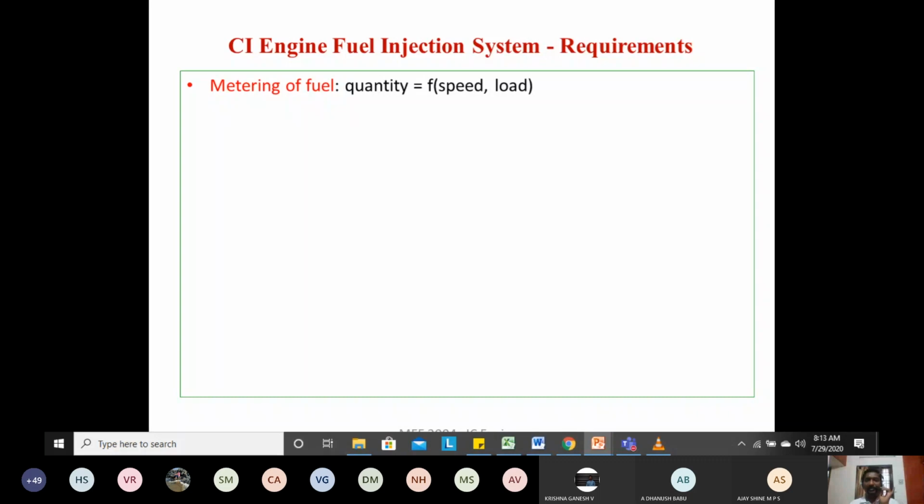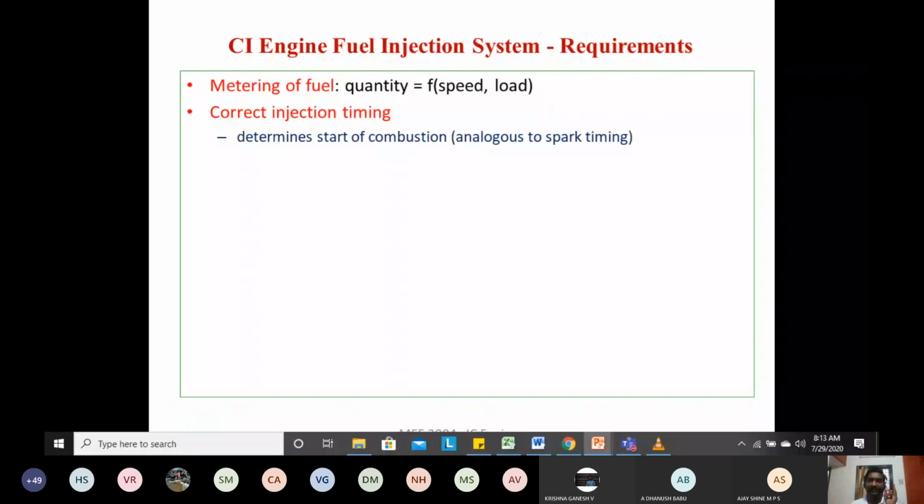That is one purpose of the fuel injection system: the quantity of fuel that is going to be injected depends upon the speed of the engine as well as the load on the engine. And when we inject this fuel, the injection timing is also important. Just before the end of the compression, we have to inject the fuel. So fuel injection timing is very important.